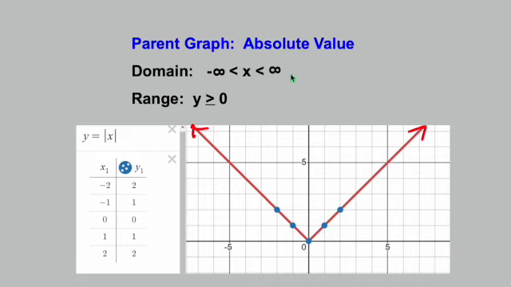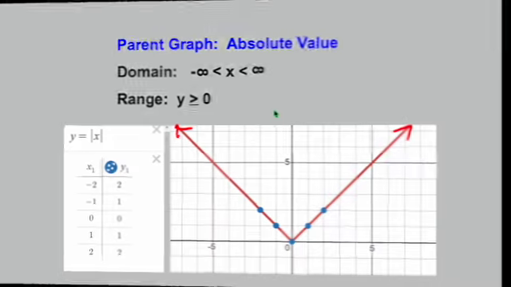The domain, x can be anything. So we'd say -infinity is less than x is less than infinity. And then in this case, the range can only be 0 or higher. It would be impossible to have an absolute value be something negative in this case here.